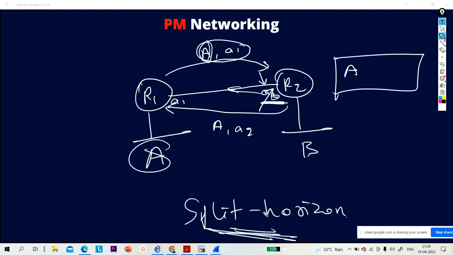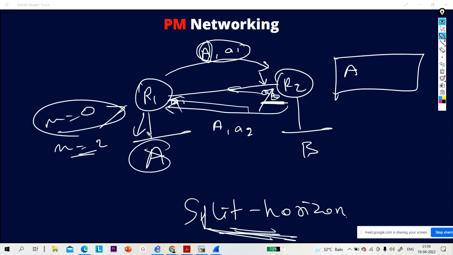If you disable split horizon, then R1 will definitely drop that update, because in that update it will find hop count 2, right? So from one side this router is calculating metric 0, and from the other side it is receiving the same network with metric 2. So which path is best? This path, the directly connected path. So always keep in mind, for a directly connected network the metric will be 0, right? For R2 to reach network A the metric will be 1, right? When R2 shares the same information with R1, the metric will be 2.